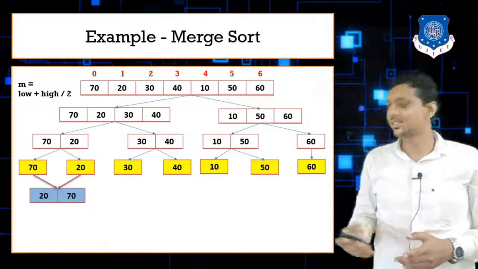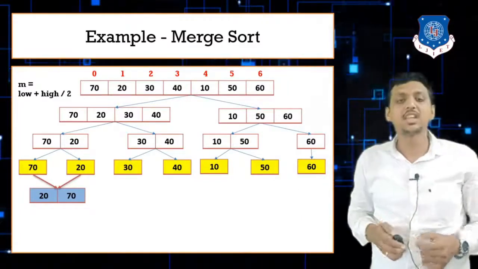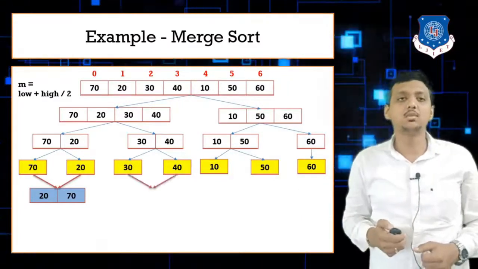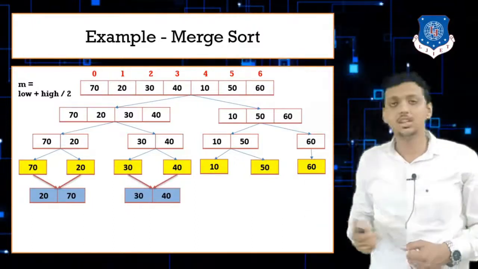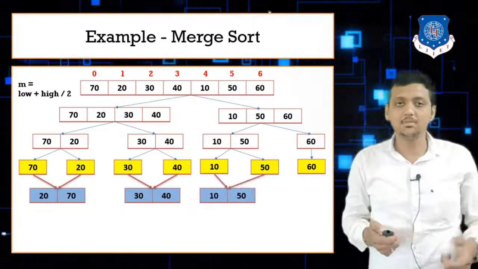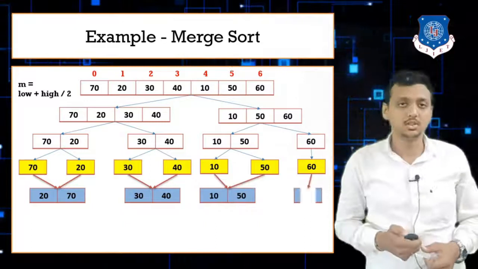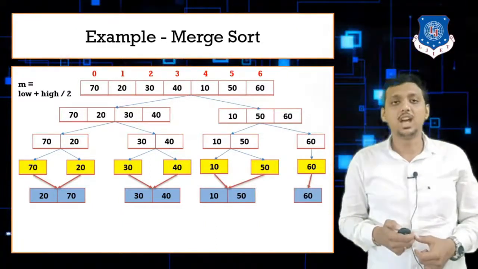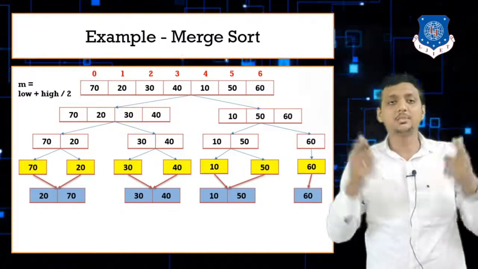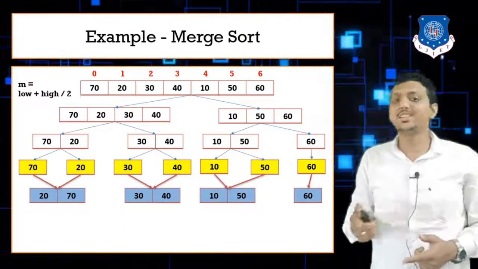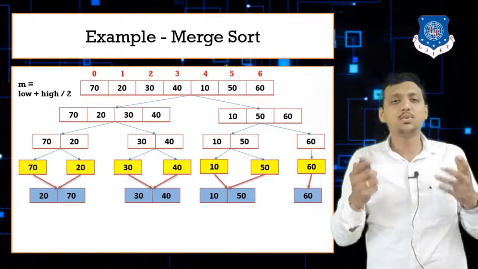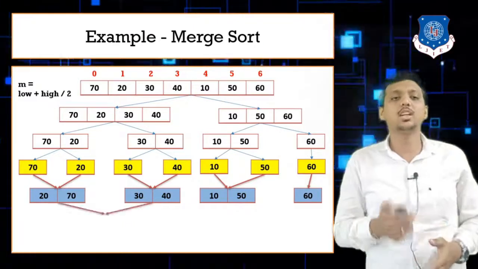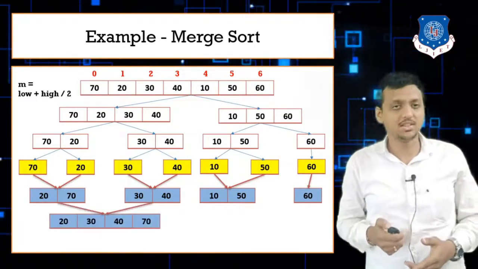So it goes like this. See, 20 and 70. When we are merging 30, 40, both are in sorted order, 30, 40. About 10, 50, same, 10, 50, and 60 is alone. So 60 is there. Now, see, again start the merging operation. So 20, 70, 30 and 40, these four elements are combined together and sorted like this: 20, 30, 40, 70.